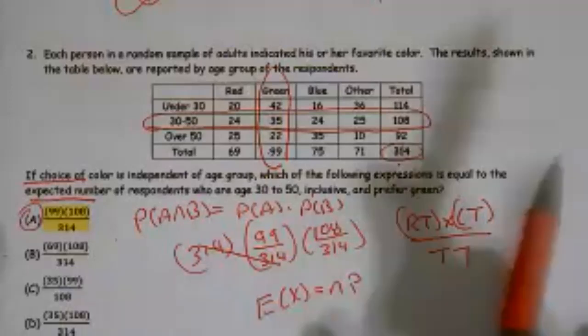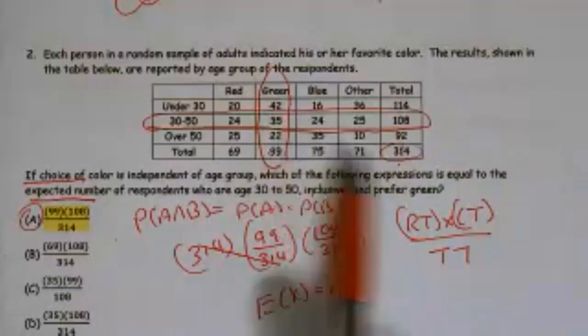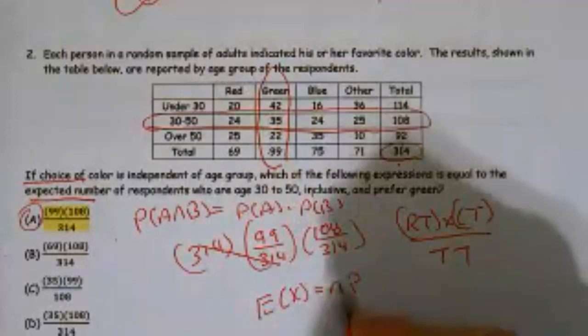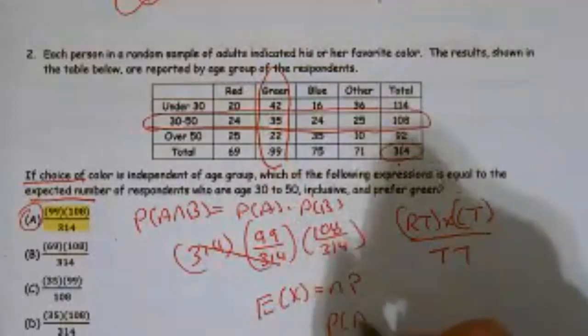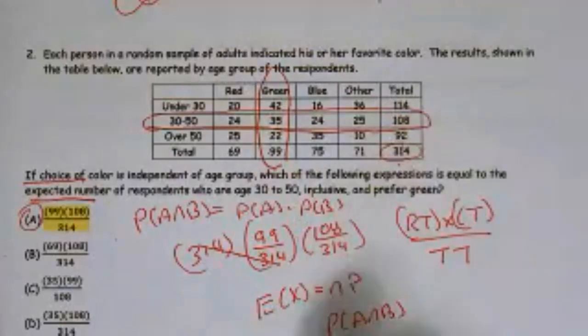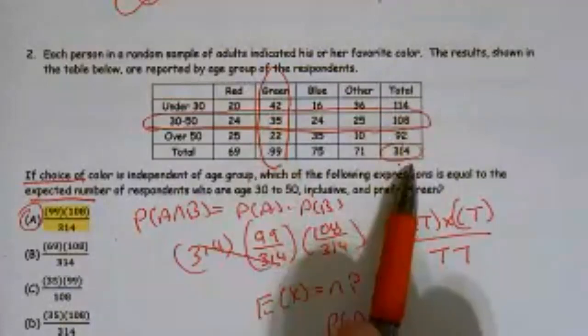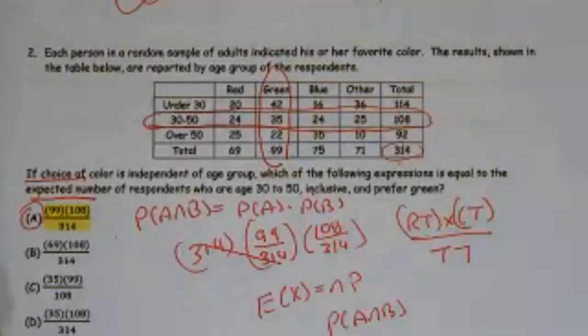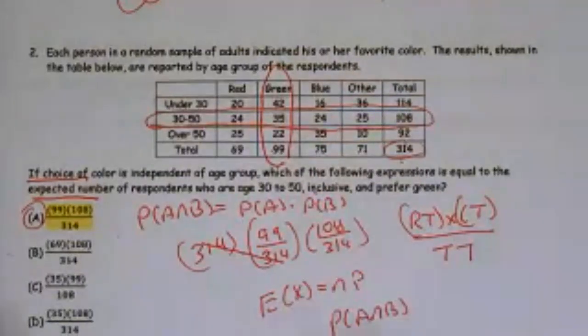Okay, so I had the question, when would I want to do 35 divided by 314? That's asking the probability of A and B, and the probability of A and B is 35 divided by 314. And I would use that if they just said, hey, what's the probability of getting green and, or the probability of that intersection? So if they asked me for that, that's what I'd record.